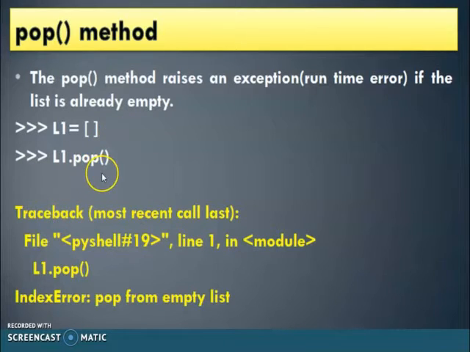Then L1.pop will raise an error. That error is called a runtime error. What is the error? IndexError: pop from empty list. Okay, most recent call last, File shell 19, line 1 in module, L1.pop. IndexError: pop from empty list. So this error will arise when you try to pop any element from an empty list.